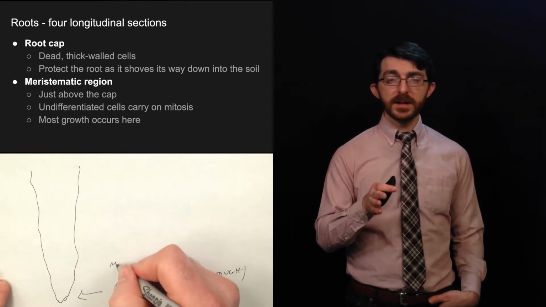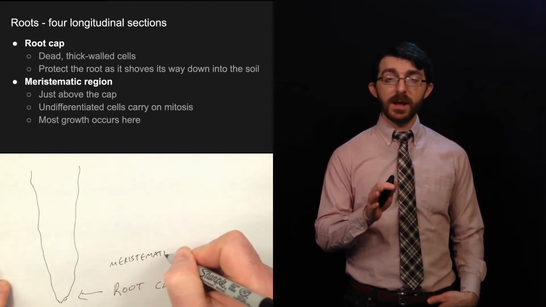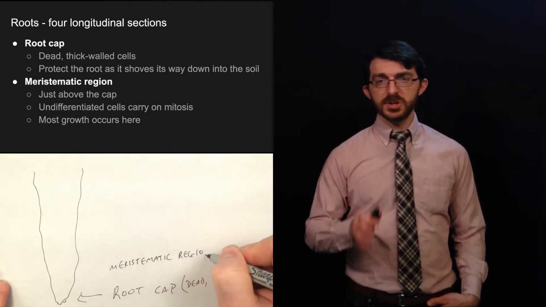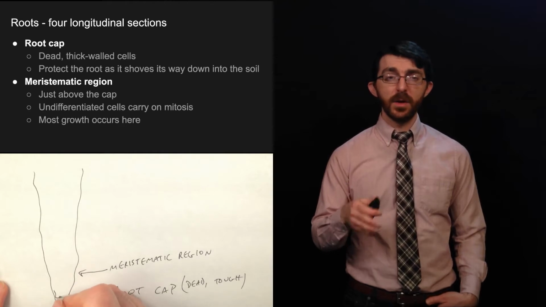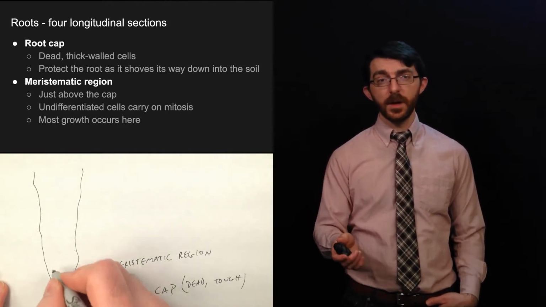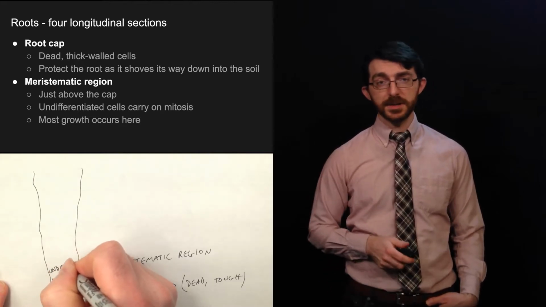Then there is the meristematic region. If you remember that as one of the four tissue types in plants, that's the one made of undifferentiated cells, like stem cells. It's just above the cap. And those undifferentiated cells carry on mitosis. That's where cells reproduce and divide. Most of the growth occurs here in the meristematic region.